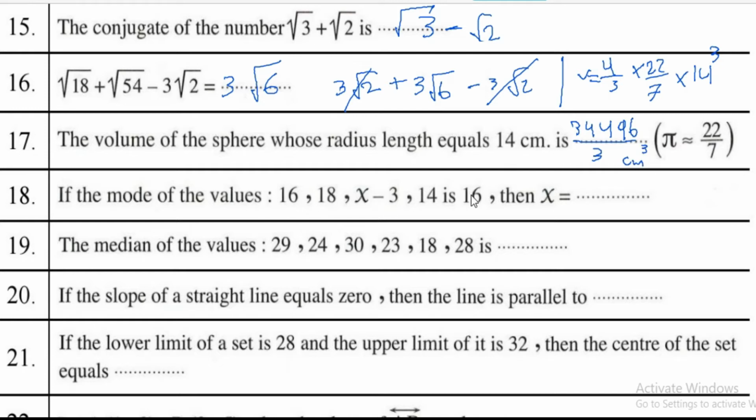المود is 16، يبقى عايز اخلي ده 16 عشان يبقى متكررة اكتر من اي حاجة تانية. طبعا عشان ده يبقى 16 يبقى الاكس 19 minus 3 equals 16. الميديان لازم نرتب الاول: the least value 18، 23، 24، 28، 29، 30.